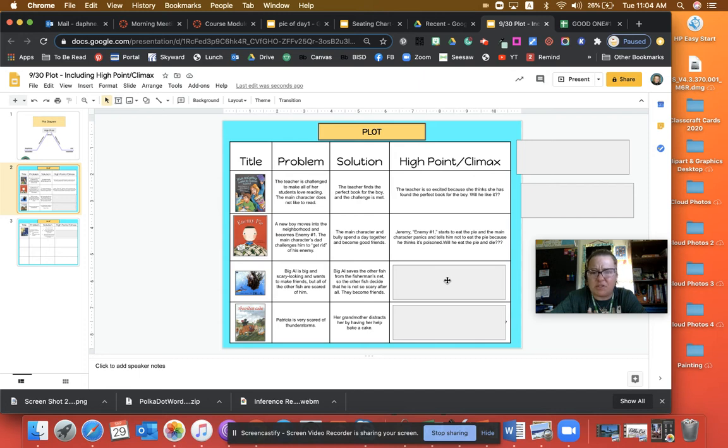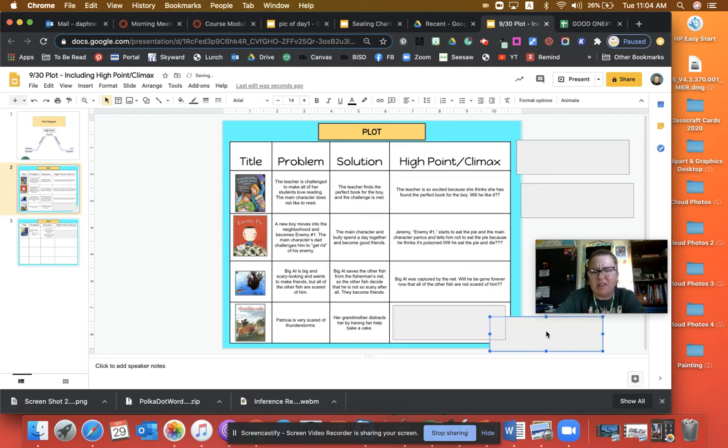And then Big Al, I kind of struggled with this one because I had two things in mind for what could be the high point of the story. I thought about, could it be when all of the fish got captured by the net? Like, what's Big Al going to do? Right? So I wasn't sure if that was the climax or the high point. I wasn't sure. But then I read on some more. And I think this is the high point. It's when Big Al was captured by the net.